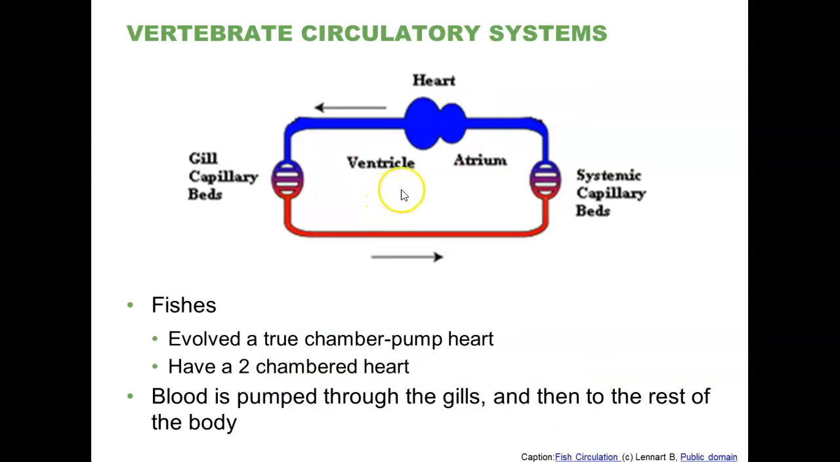So here we've got an illustration of that fish circulatory system again. The atrium is the receiving chamber, the ventricle is the pumping chamber. High pressure blood goes to the gill capillary beds, and low pressure blood goes to the systemic capillary beds. A lack of efficiency, but it's simple.